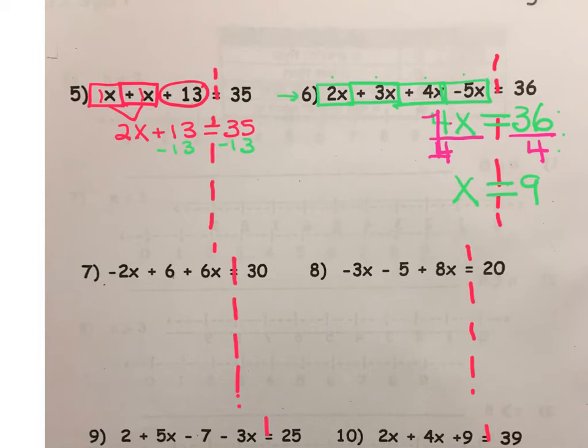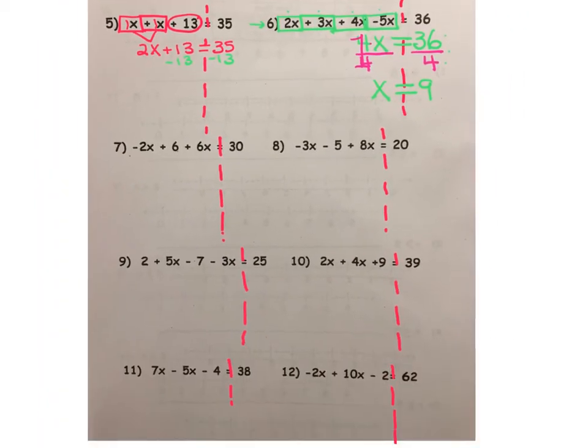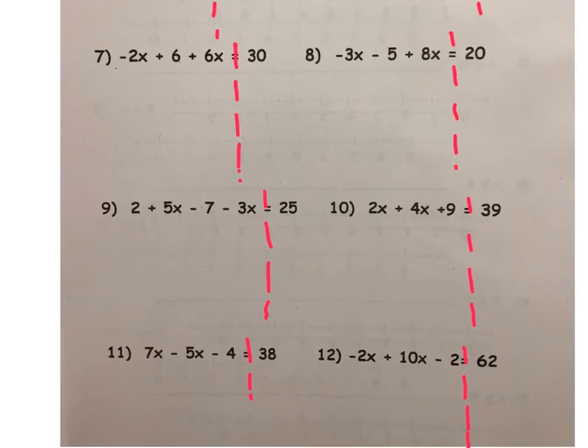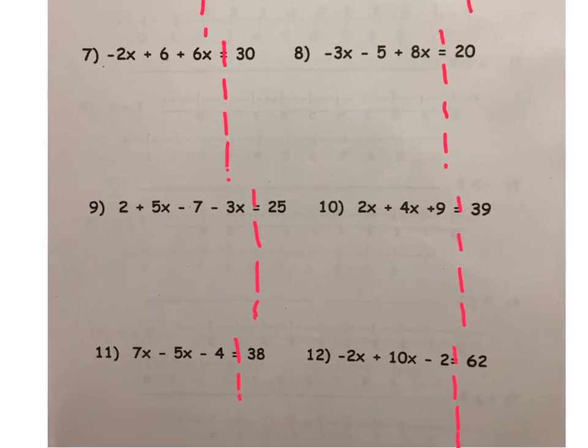Now, let's take a look at one more together. Then you're going to pause the video and complete the rest on your own. Let's take a look at problem number 9. Let's box and circle our x terms and our constants. We have a gain of 5x's, but a loss of 3x's. And as far as constants go, we have a gain of 2. We know this is a positive 2. But a loss of 7.